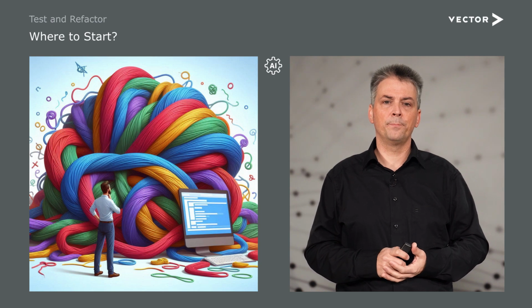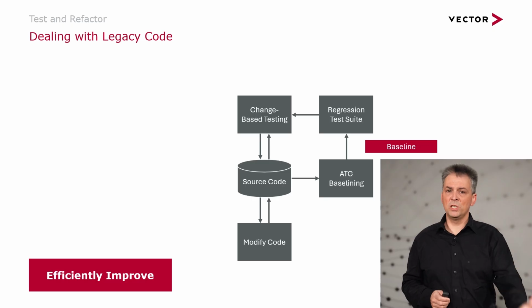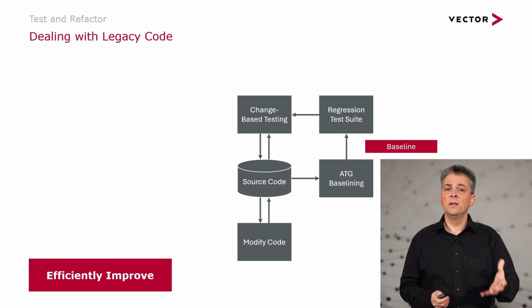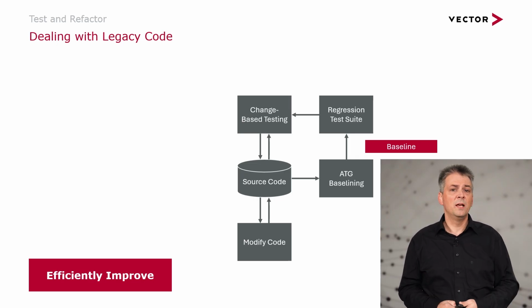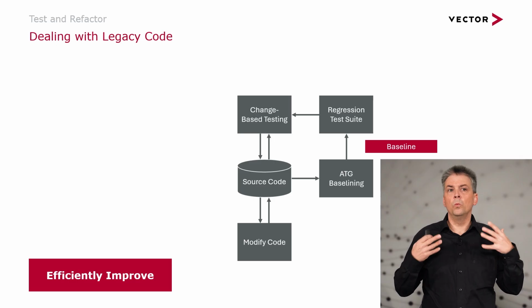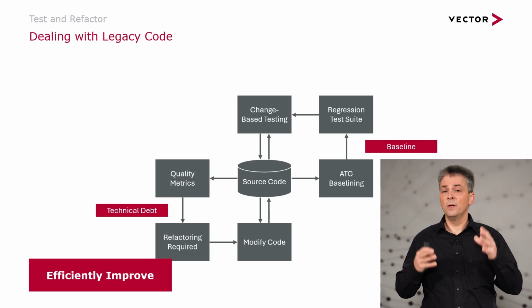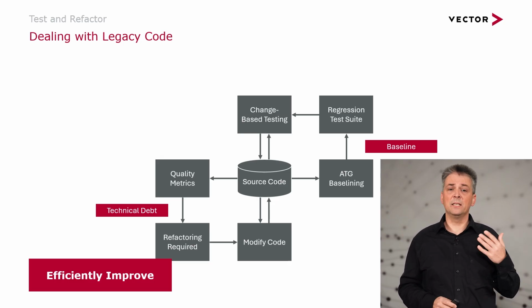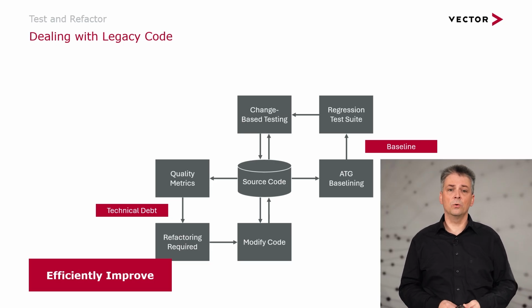So when we modify the code, why not do it efficiently by analyzing the code and then identifying the spaces, the lines of code, the code modules that are worth improving the most. Let's put it like that. So we can use quality metrics for that, like for example technical debt, to identify which modules, which components of our legacy code require refactoring.